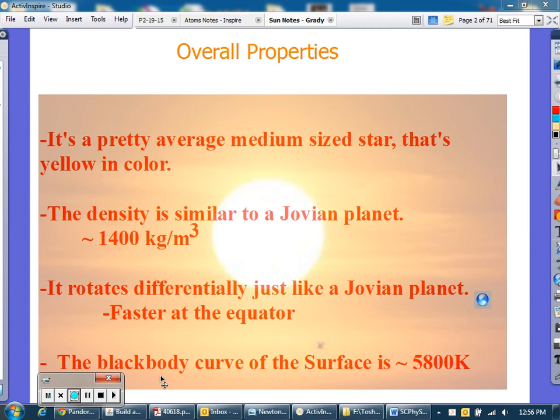The density is more similar to a Jovian planet, not quite as dense as a terrestrial planet overall, but if you look at something like the core, then it's definitely more dense there. But we have to look at the entire volume overall.